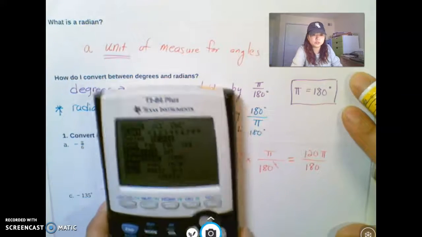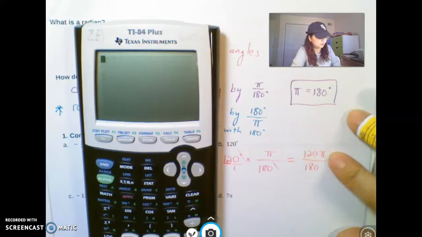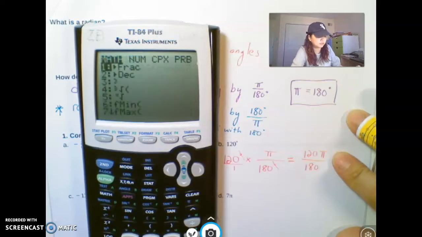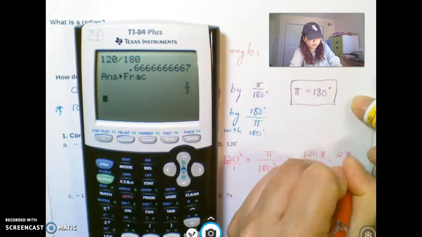Now, if you want to use a calculator at this point, you could. I mean, as in this way: don't put pi, but you can put 120 divided by 180 in the calculator. Press enter, and then convert to fraction. Math, enter for frac, and that is 2 over 3. So that is 2 pi over 3.